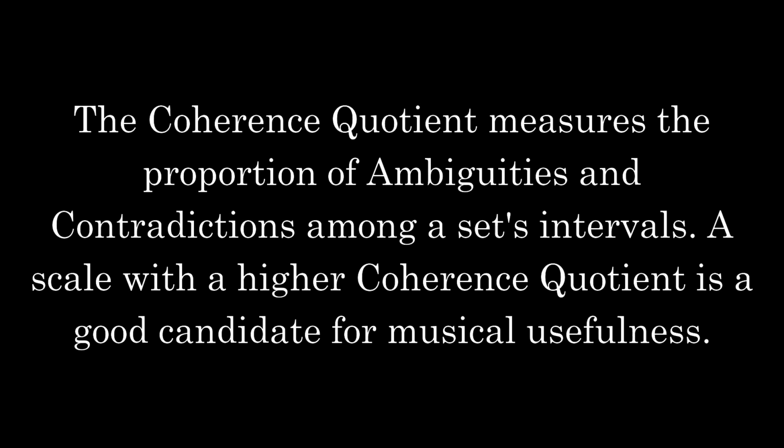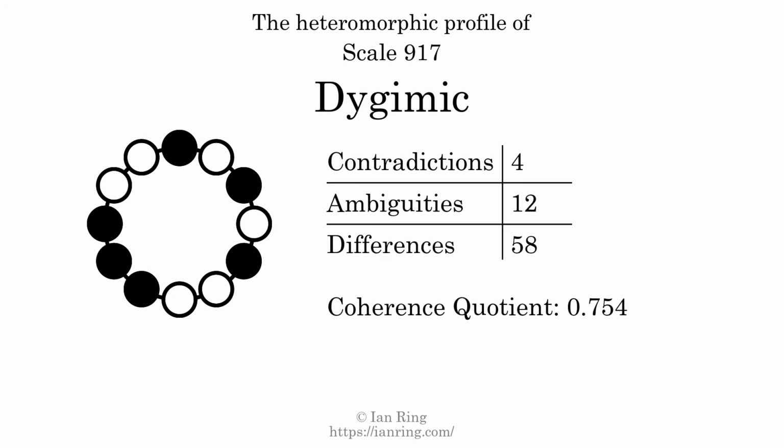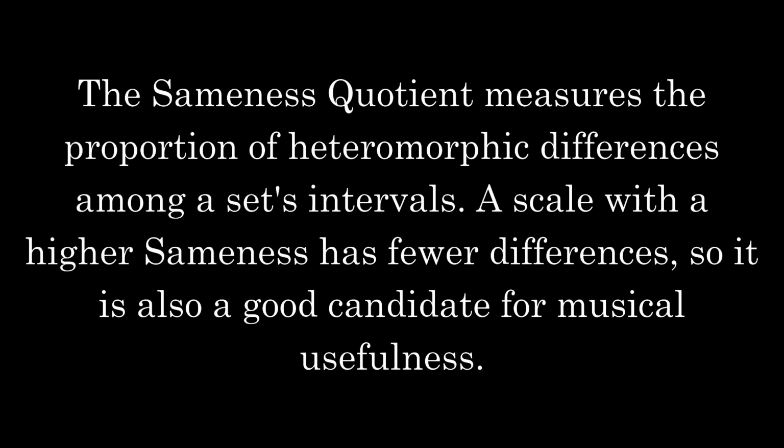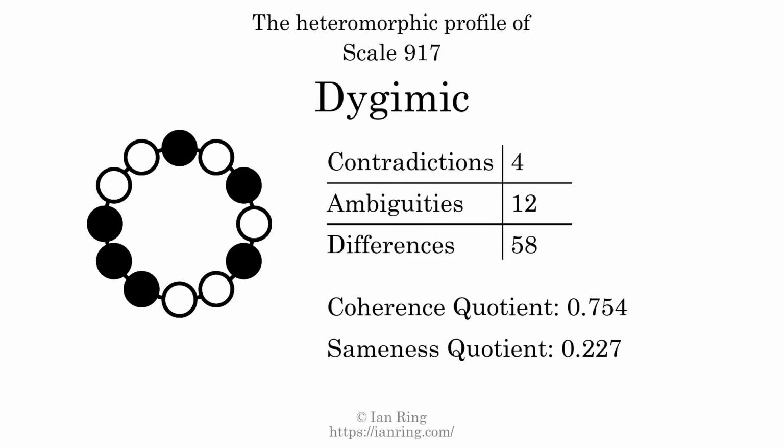The coherence quotient measures the proportion of ambiguities and contradictions among a set's intervals. A scale with a higher coherence quotient is a good candidate for musical usefulness. The coherence quotient is 0.754. The sameness quotient measures the proportion of heteromorphic differences among a set's intervals. A scale with a higher sameness has fewer differences, so it is also a good candidate for musical usefulness. The sameness quotient is 0.227.